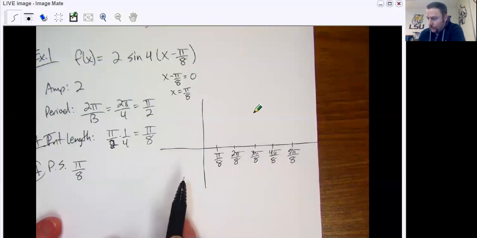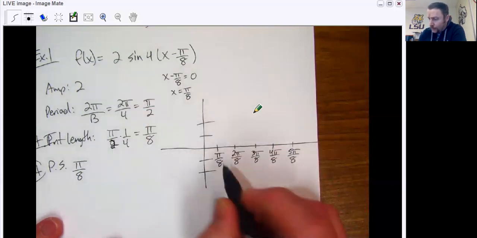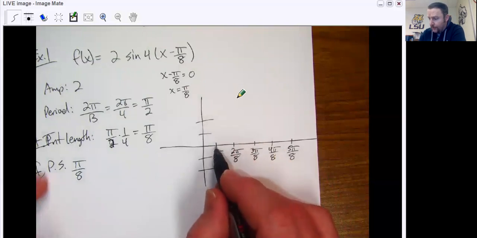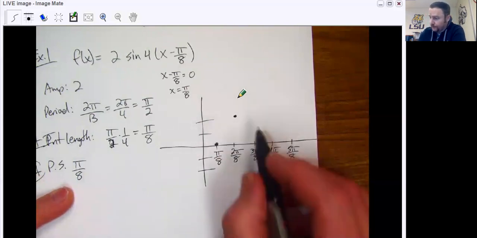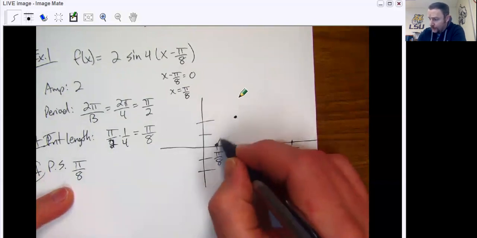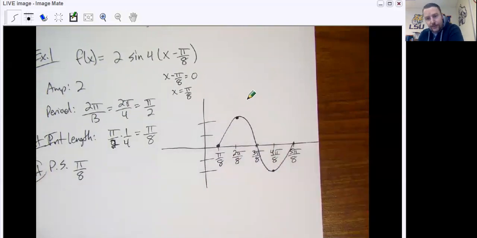So this is sine. My amplitude is 2. Most of the time we would already start at 0, right? But now we're actually starting at pi over 8. So sine starts at 0. It goes positive amplitude, 0, negative amplitude, back to 0. So this is my sine graph with just the phase shift to the right of pi over 8. Okay, that's what that looks like.